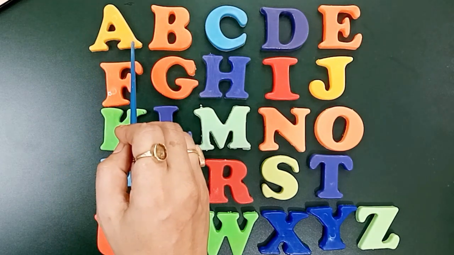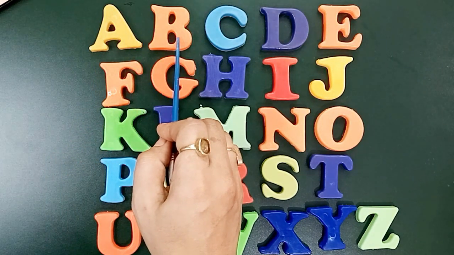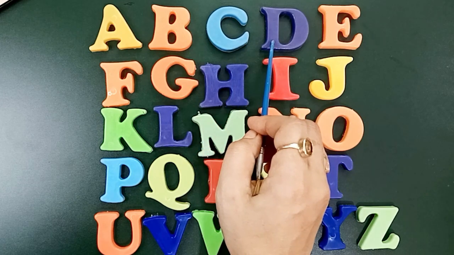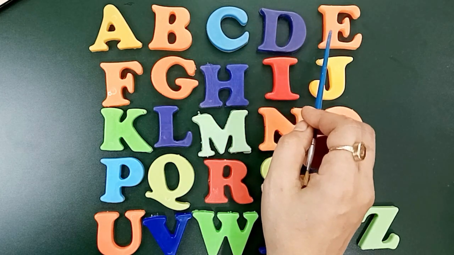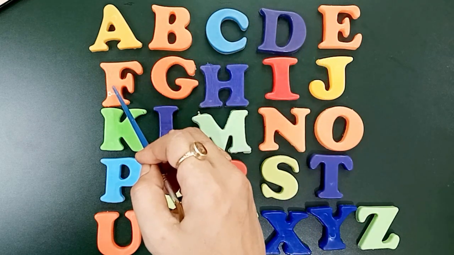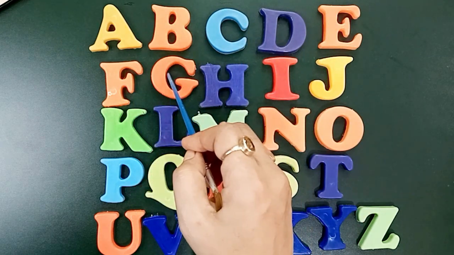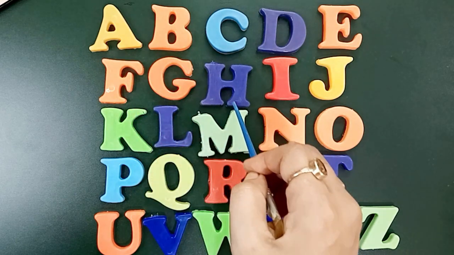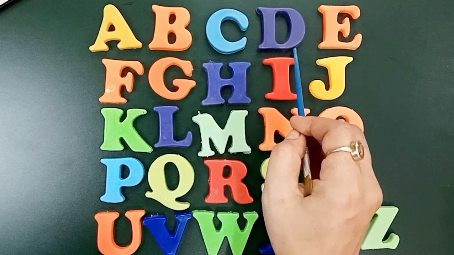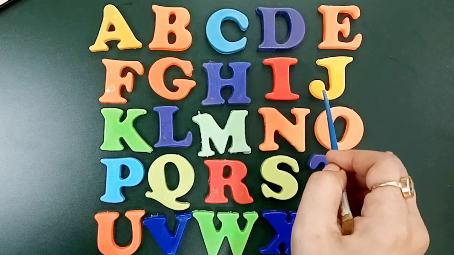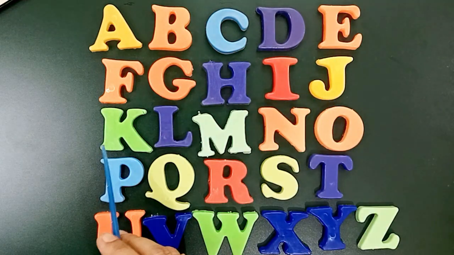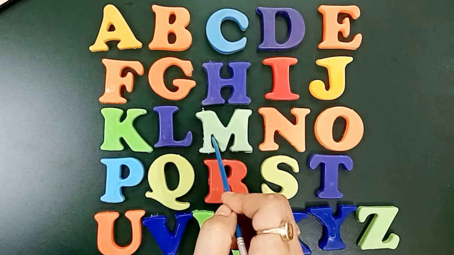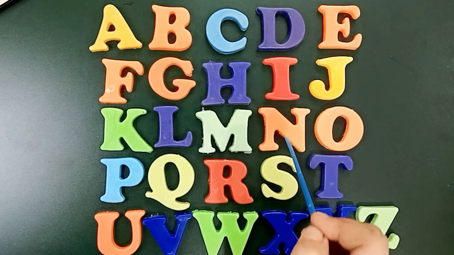A. A for apple. B. B for bird. C. C for car. D. D for dog. E. E for elephant. F. F for frog. G. G for giraffe. H. H for horse. I for ice cream. J. J for joker. K. K for king. L. L for lion. M. M for monkey. N.